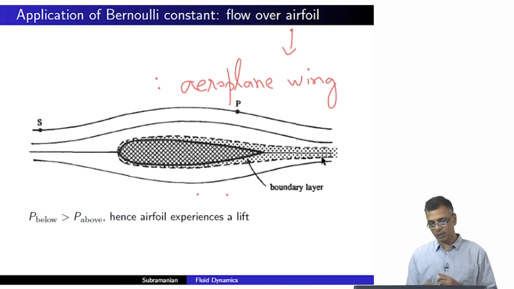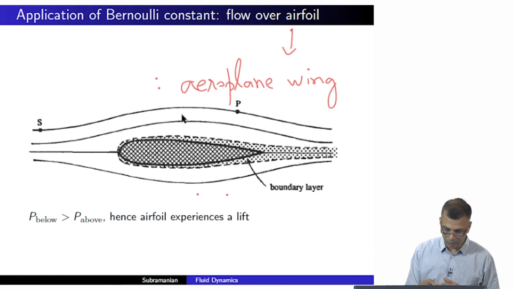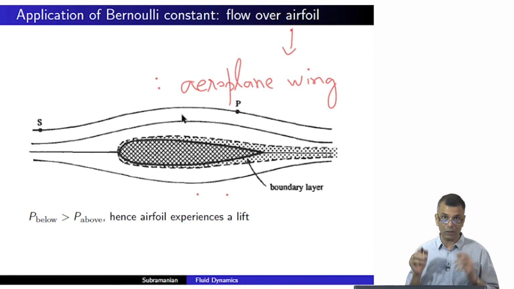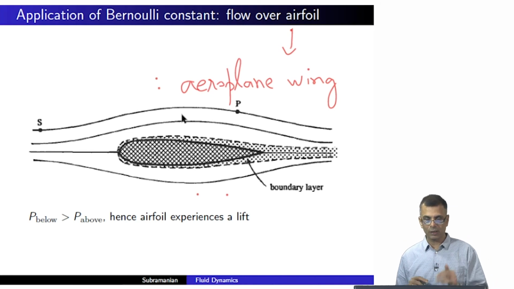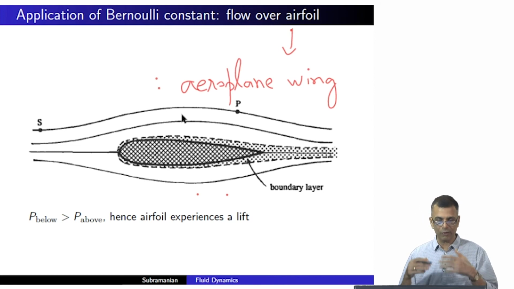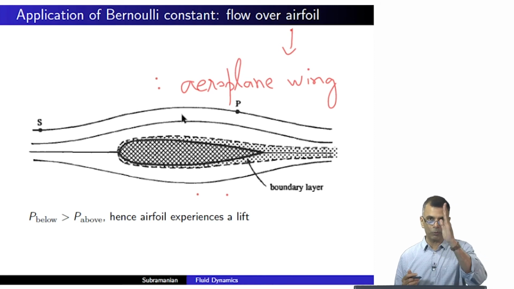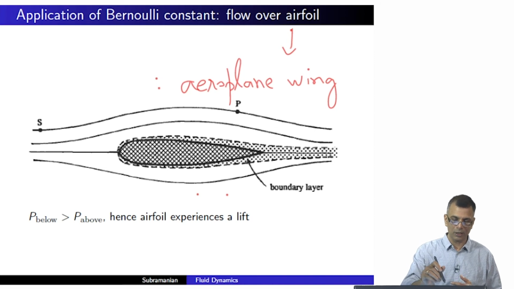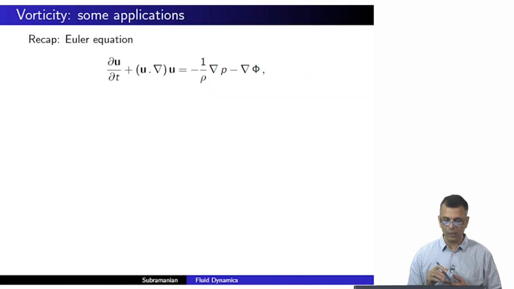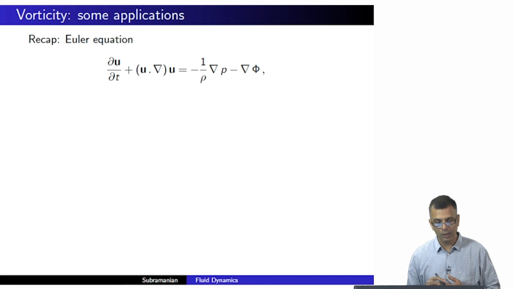Yeah. So because the velocity above is larger than the velocity below, in order for the Bernoulli constant to be constant, the pressure above is smaller than the pressure below. In other words, there's a lift. The gradient in pressure gives you a force. Remember, force goes as gradient of pressure. And which direction is that force in? The force is in the upward direction. Yeah. So this is another neat illustration of the utility of the Bernoulli constant.